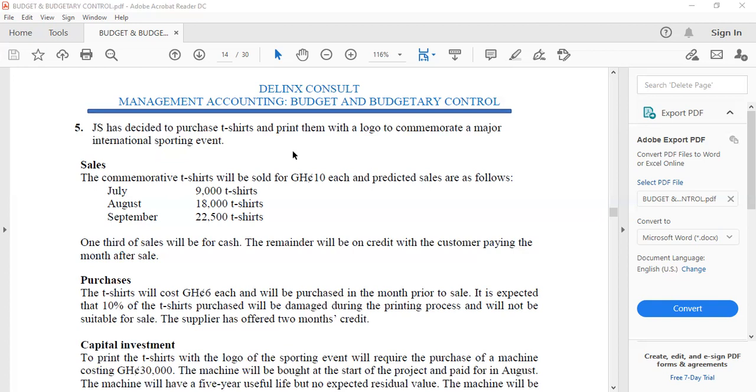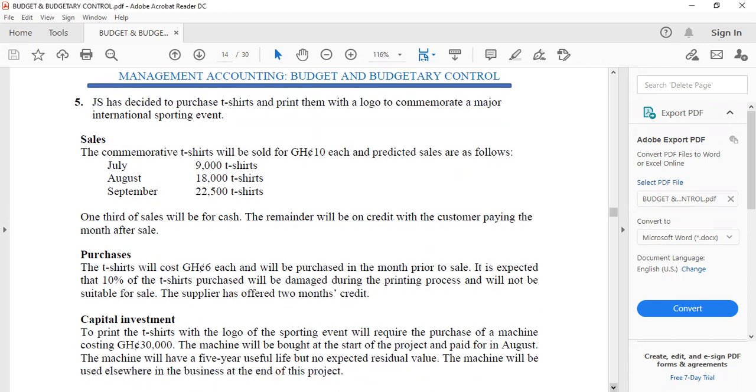Purchases. The T-shirts will cost 6 cedis each and will be purchased in the month prior to sale. It is expected that 10% of the T-shirts purchased will be damaged during the printing process and will not be suitable for sale. The supplier has offered credit. So, have you identified where I want to convince you? If you are smart, you'll be able to identify where I want to convince you. Let's move on. I've seen one confusion here. Okay, let's move on.